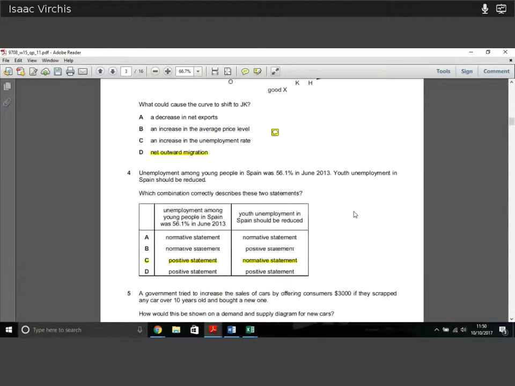Question number four. So we've got a classic question on positive and normative statements. Positive statements are statements of fact, normative statements are statements of opinion. An easy way of working out whether a statement is normative is whether it contains words like should or would be wise to, or something like that. So the statement that unemployment among young people in Spain is 56.1% in June is a statement of fact, so it's positive. Youth unemployment in Spain should be reduced is a statement of opinion, a policy position, and that's a normative statement. So, yes, it's worth learning the definitions of positive and normative statements, and some examples of each. These questions come up often, and they're a really easy way of getting marks.